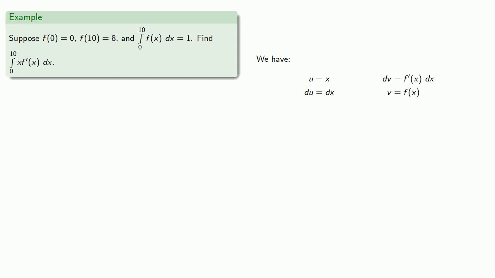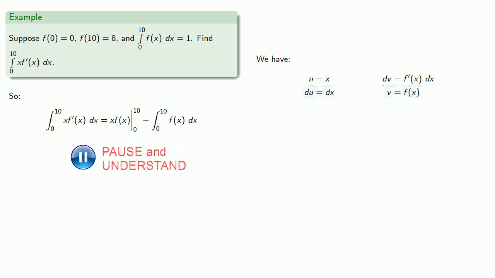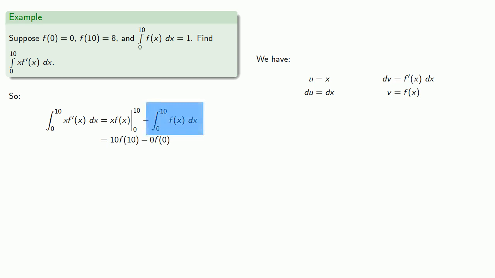And so the integral of x f prime of x, well, that's uv minus the integral of v du. And so we need to evaluate x f of x at 10 and at 0. And we need to know the value of the integral of f of x over the interval 0 to 10.